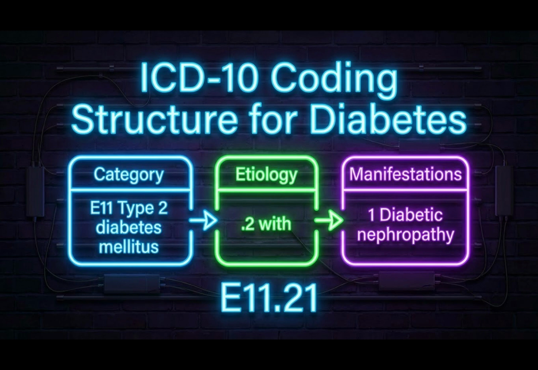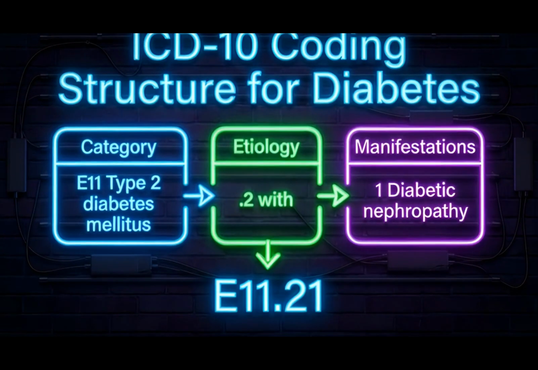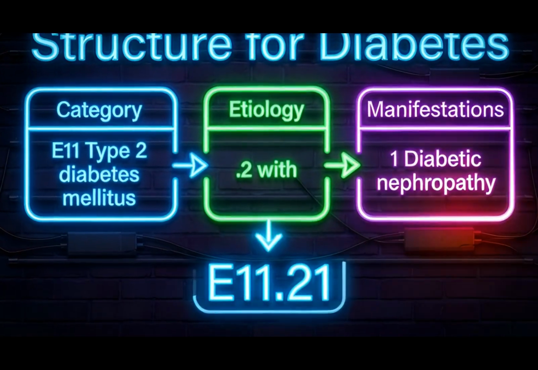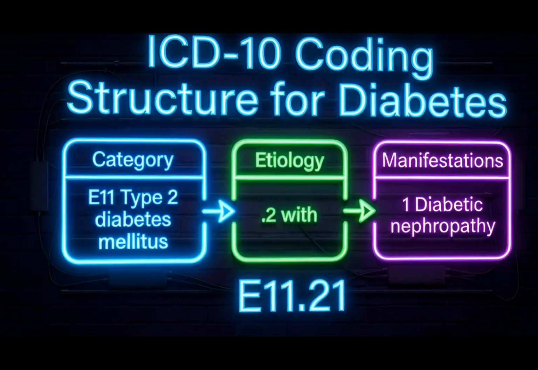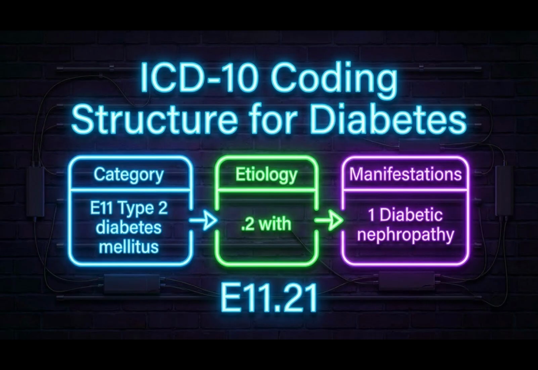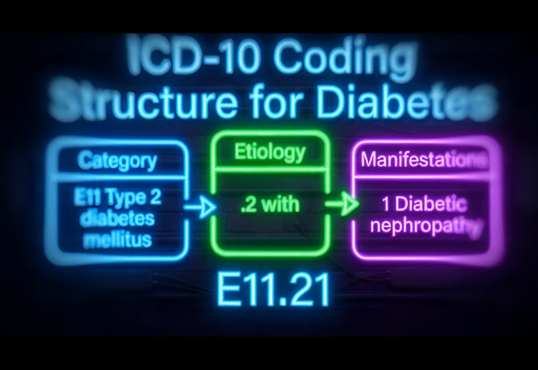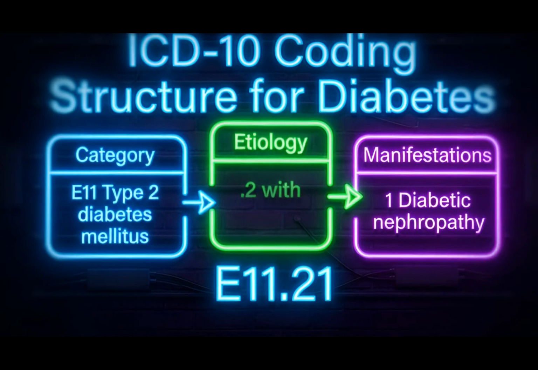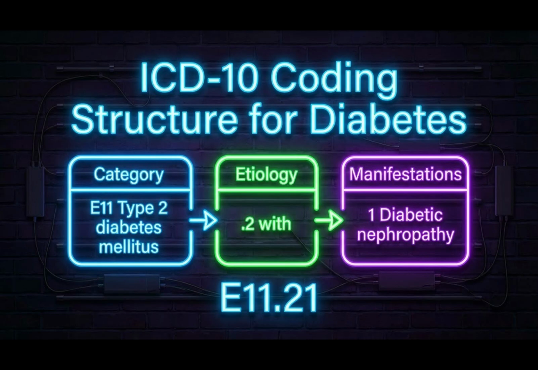Now let's break down how ICD-10 diabetes codes are actually built. Every diabetes code follows a three-part structure, and once you understand this, coding becomes much easier. First, we start with the category, which tells us the type of diabetes. Here, the category is E11, which represents type 2 diabetes. Next, we move to the etiology, shown in the middle box. This is where ICD-10 adds the extension .2, meaning with, indicating that the diabetes has an associated condition.